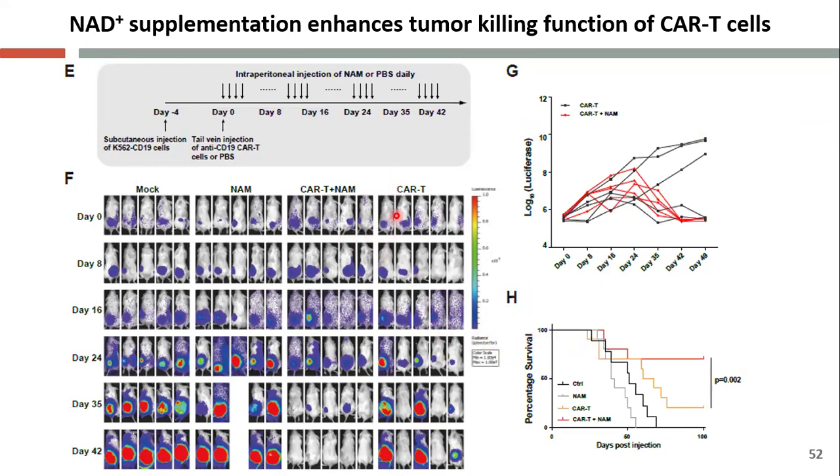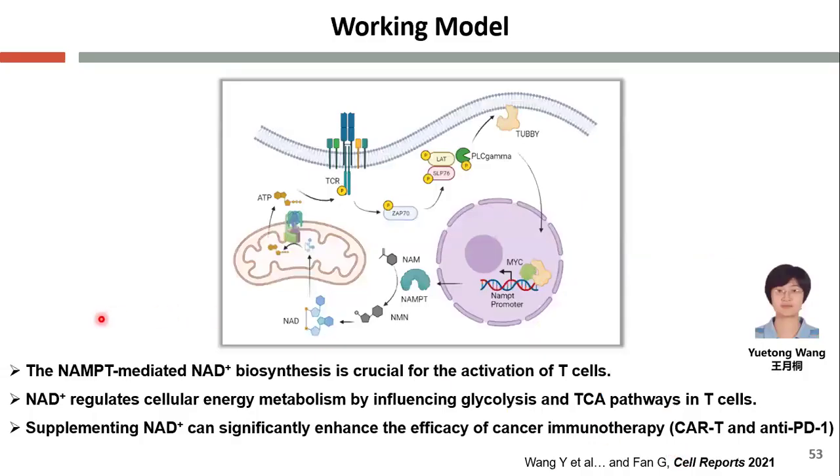As you can see here, the CAR T cells already show a very dramatic effect on tumor cell clearance. However, with the addition of NAD as well as its precursors, the combination treatment can even boost the tumor cell clearance during the experiment and prolong the lifespan of the mice.